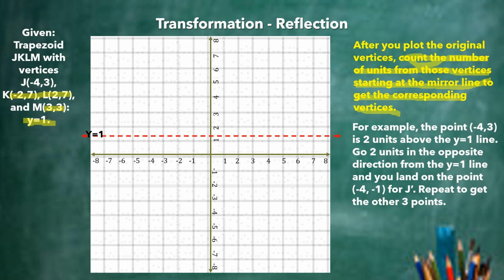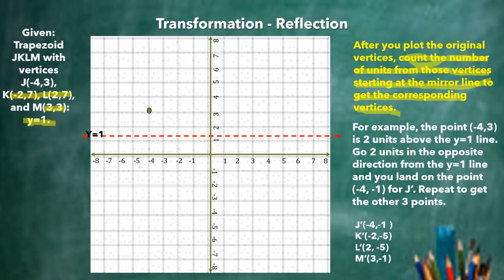So let's take a look at what that looks like. For example, the point (-4, 3) is going to be 2 units above the y equals 1 line. So you go 2 units in the opposite direction from the y equals 1 line, and you land on the point (-4, -1) for J prime. So you just repeat that to get the other 3 points. Let me show you what that looks like.